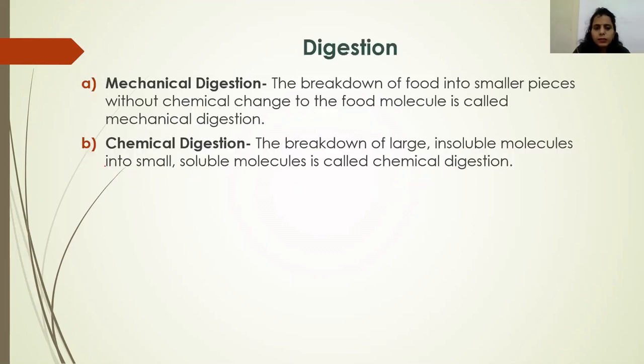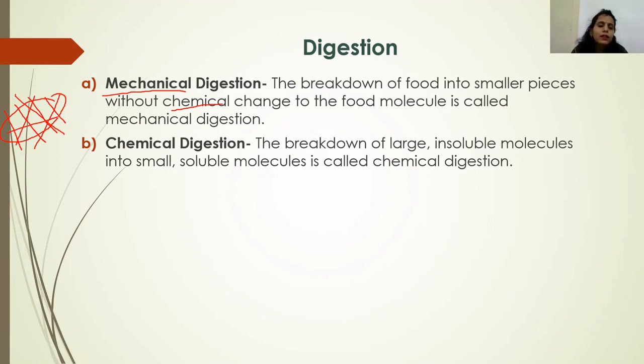There are two types of digestion, mechanical digestion and chemical digestion. Now understand one thing, in mechanical digestion the large piece of food is broken down into smaller pieces of food without any chemical change in the food molecule. This point is important. For example, I have given you a big piece of boiled potato. You cannot eat this entire big piece as such. You will cut it with the knife and start eating with the fork, converting it into smaller pieces.